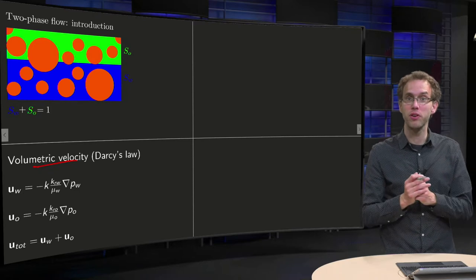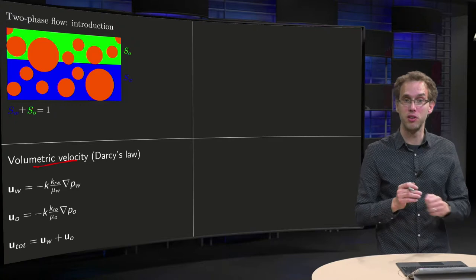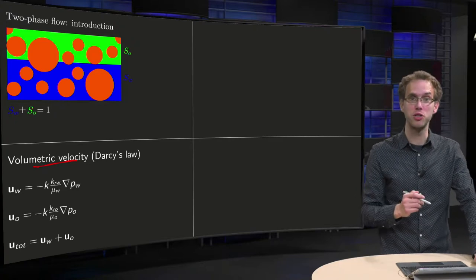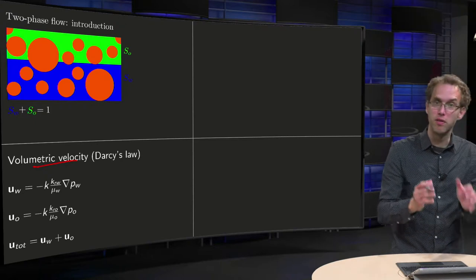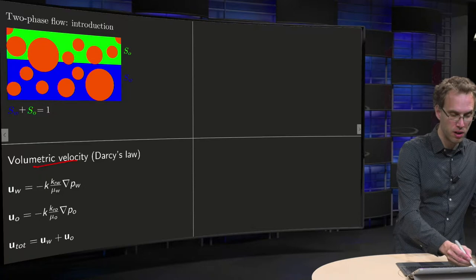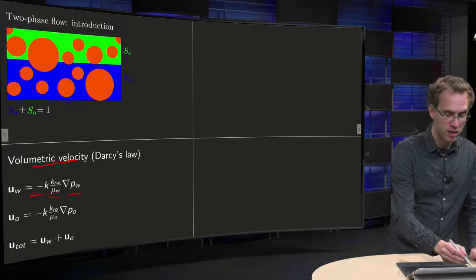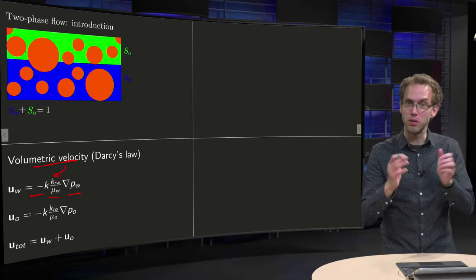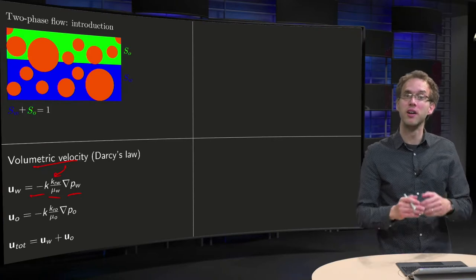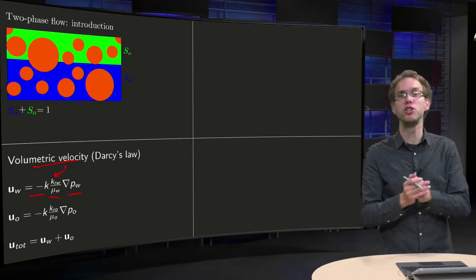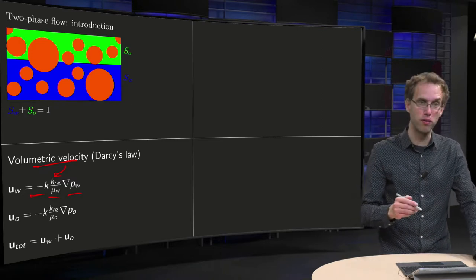And in order to model that, we can use Darcy's law, which is a phenomenological law, as we saw, but also derived from Stokes' equations. So what do we have then? Well, the velocity of the water phase equals minus k over mu water times the gradient of the water pressure, times some function krw, which is called the relative permeability of water, which tells you basically the contribution of the water flow to the total flow.